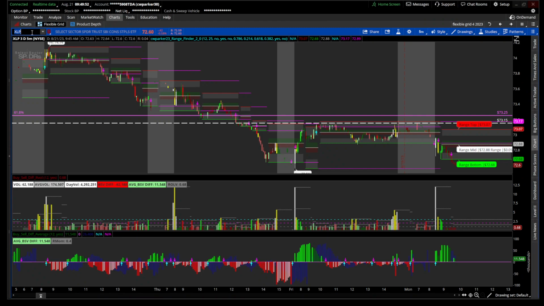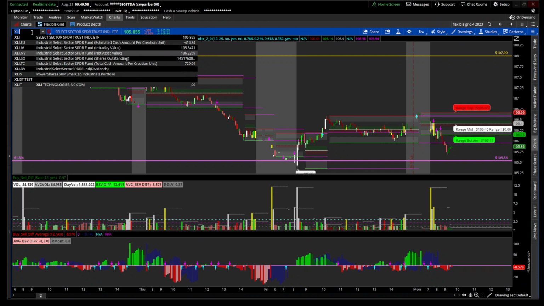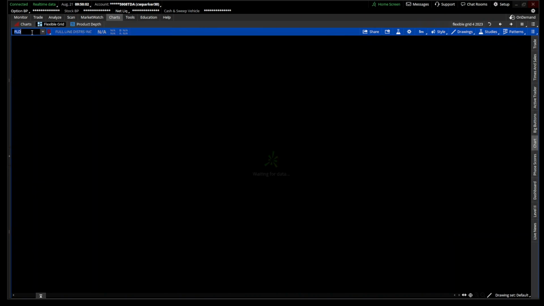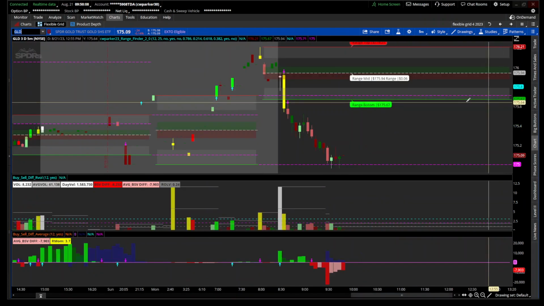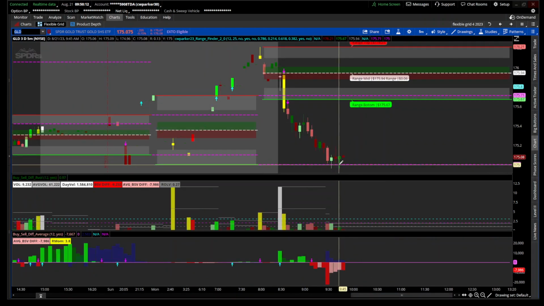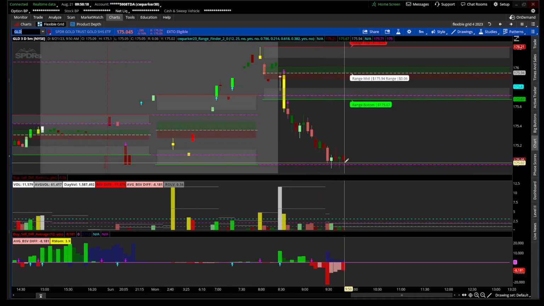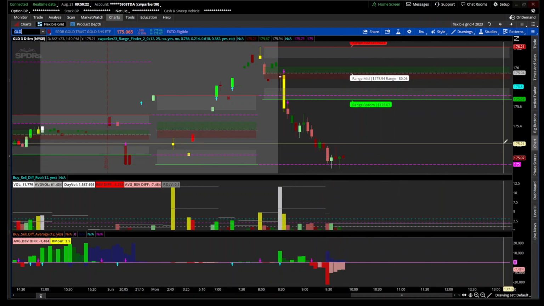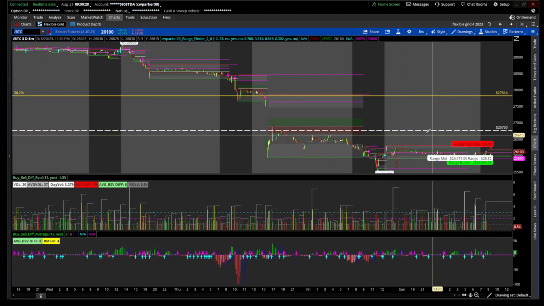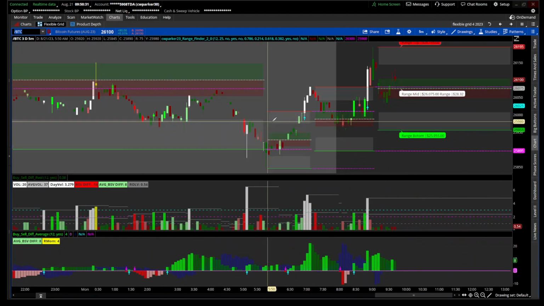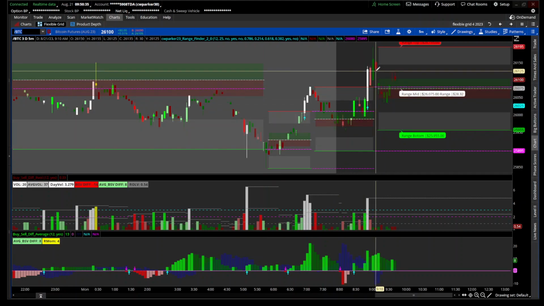XLP, consumer staples. XLI, same situation. Precious metals, GLD. Same situation. It's actually coming down to this potential range, a potential bounce area from the previous range low that hadn't been touched. What's another one? BTC, Bitcoin. Bitcoin's up. Not really, but it's better than the rest of the stock market.